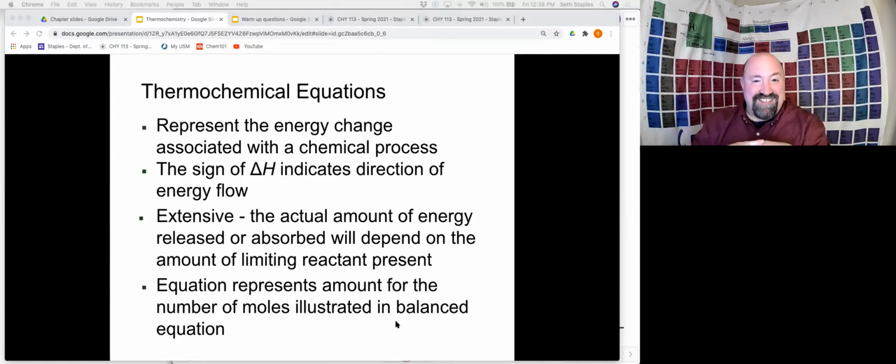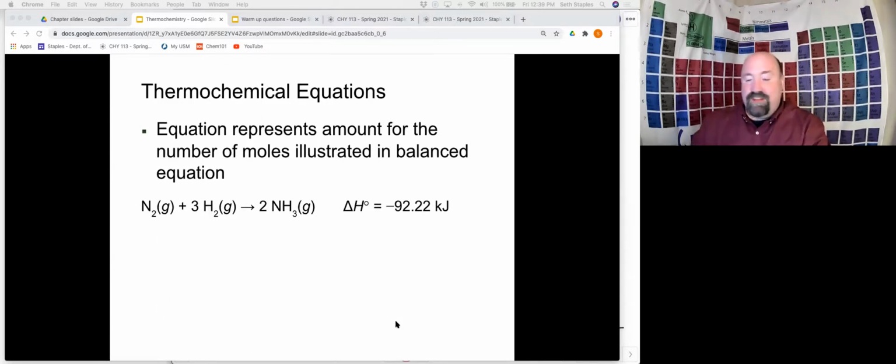These are extensive amounts. The actual amount of energy released or absorbed will depend on the amount of limiting reactant, just as the amount of maybe a precipitate formed. The actual amount of precipitate that is formed is dependent upon how much of the limiting reactant you have. So the amount of energy that is either released or absorbed depends on the amount of limiting reactant that we have. And the equation represents the number of moles in our balanced chemical equations.